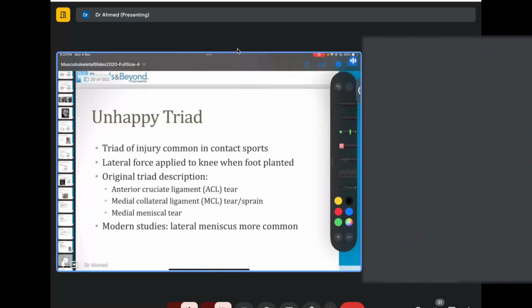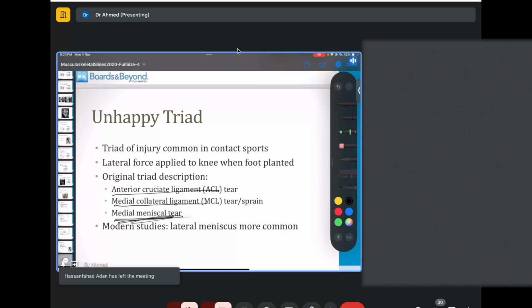Okay, what's an unhappy triad? Unhappy triad is when you have damage to three ligaments, that is the anterior cruciate ligament, the medial collateral ligament, and the medial meniscal tear. This happens whenever a lateral force is applied to the knee. For example, this is a person standing, it's his knee. If you have a lateral force applied, right? Let's suppose someone is playing football and someone kicks him from the lateral side on his knee.